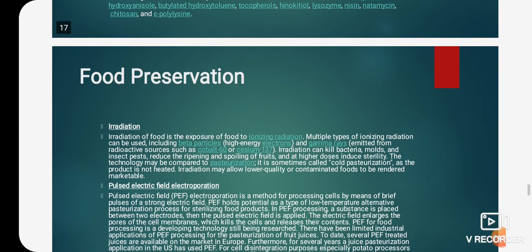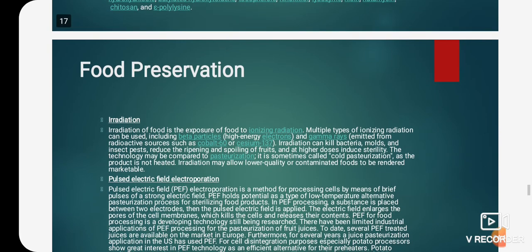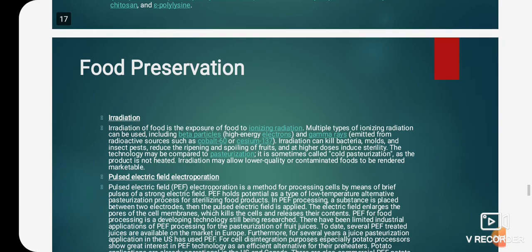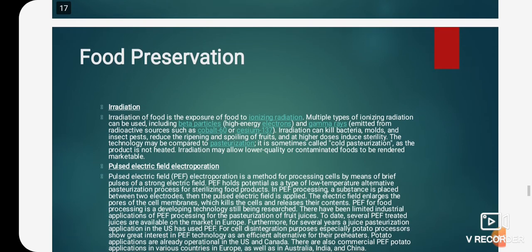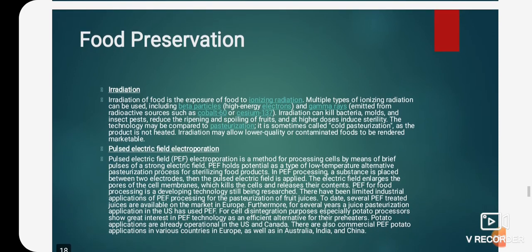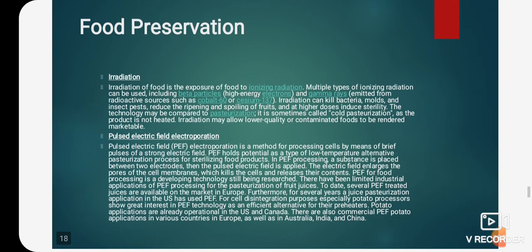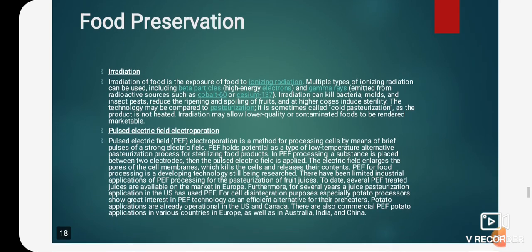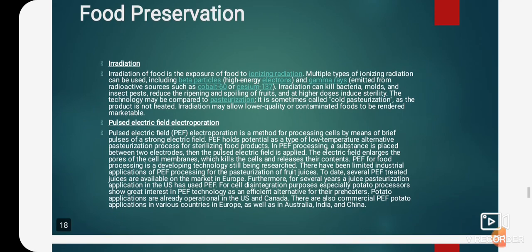Irradiation can kill bacteria, molds, and insect pests, reduce the ripening and spoiling of fruits, and at high doses induce sterility. The technology may be compared to pasteurization. It is sometimes called cold pasteurization as the product is not heated. Irradiation may allow lower quality or contaminated foods to be rendered marketable.